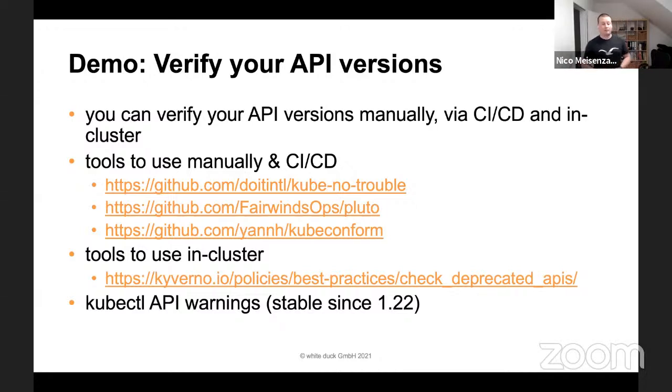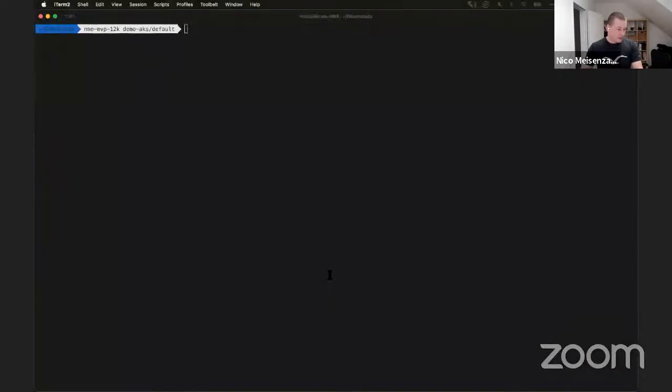Although with kubectl, you will get API warnings. So if you apply any manifests with kubectl, you will also get a line and a warning with some detailed information. And this feature went to stable with Kubernetes 1.22 here. But let's do a quick demo.